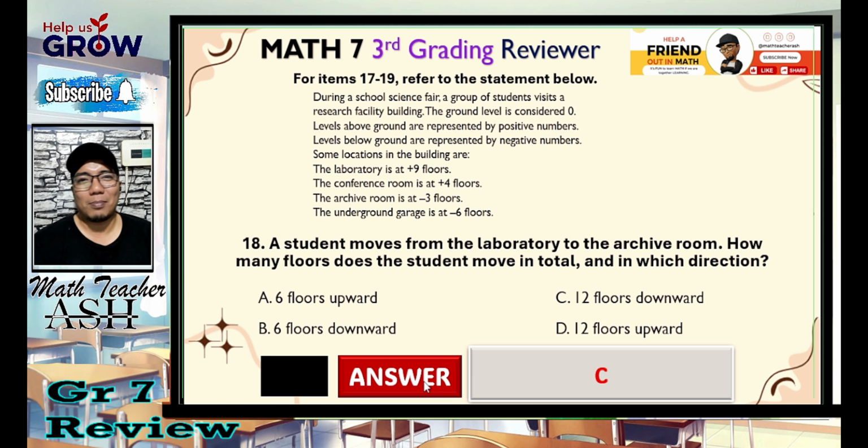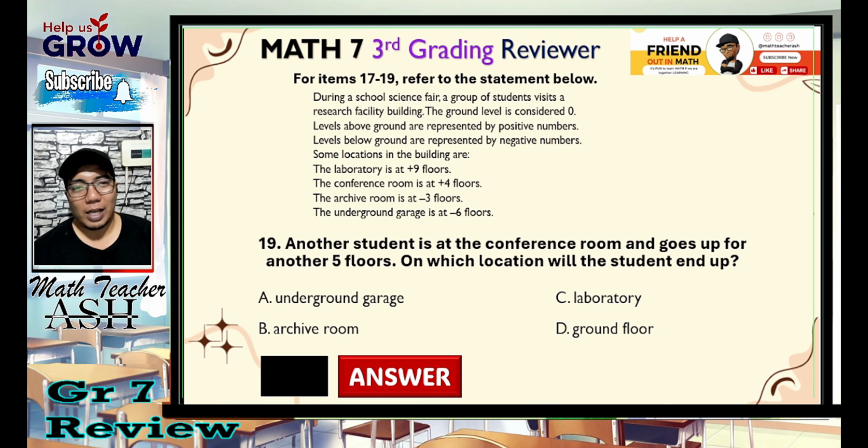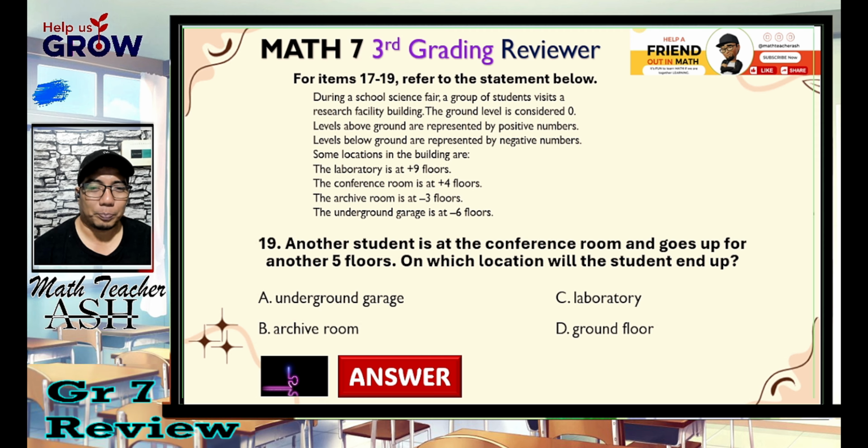All right, my dear math learners, very easy. Now, let us go to question number 19. Another student is at the conference room and goes up for another 5 floors. On which location will the student end up? Is it A, underground garage, B, archive room, C, laboratory, or D, ground floor? I'll give you 5 seconds to think about your answer.